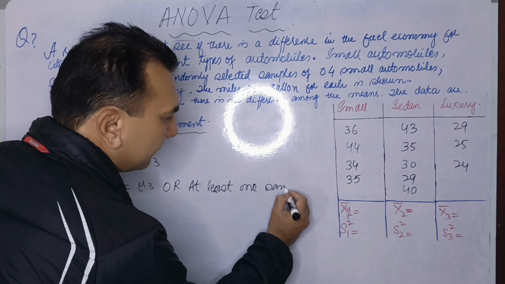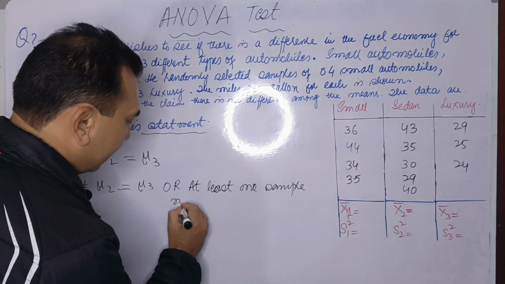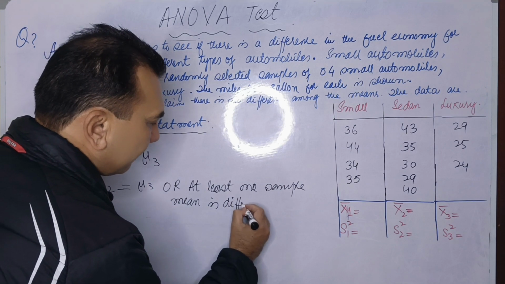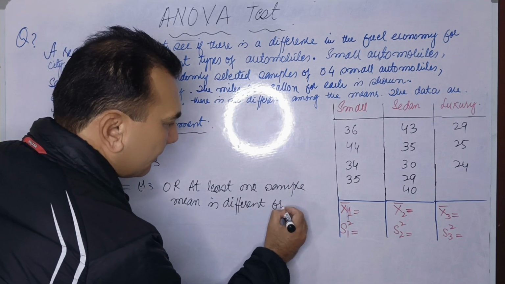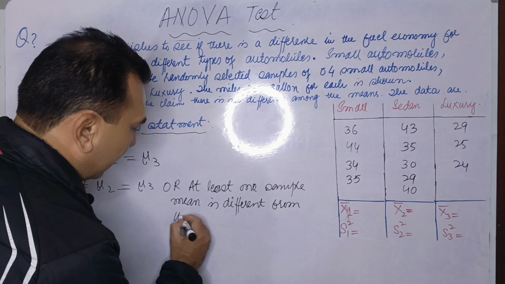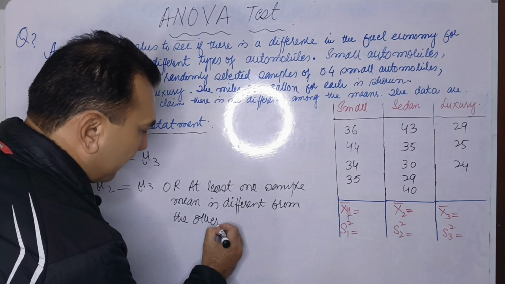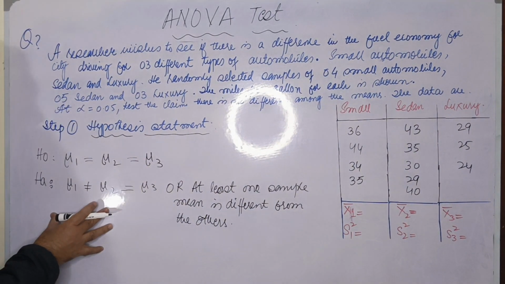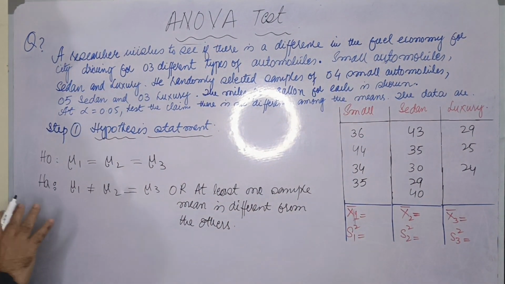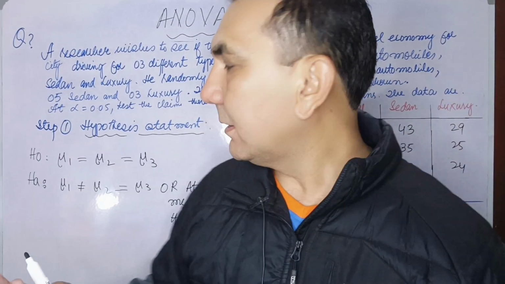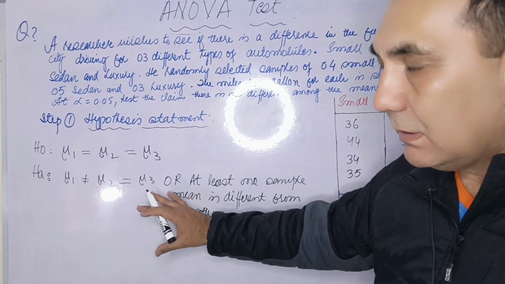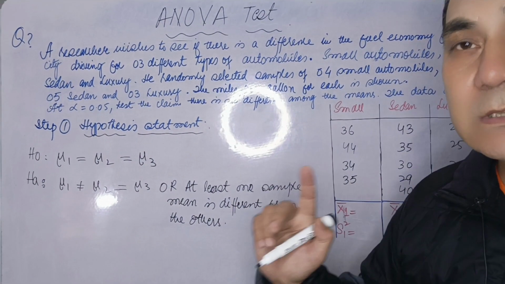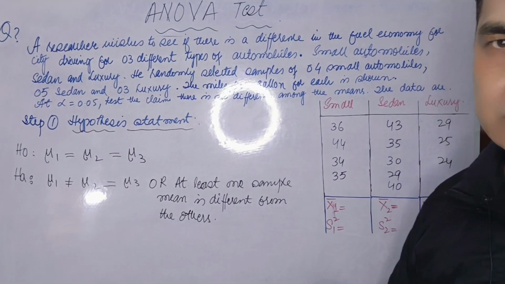one sample mean is different from the others. Okay, you can write it like that, or you can write it this way. Both are right, but mostly the books write it like that: at least one sample mean is different from all the others.